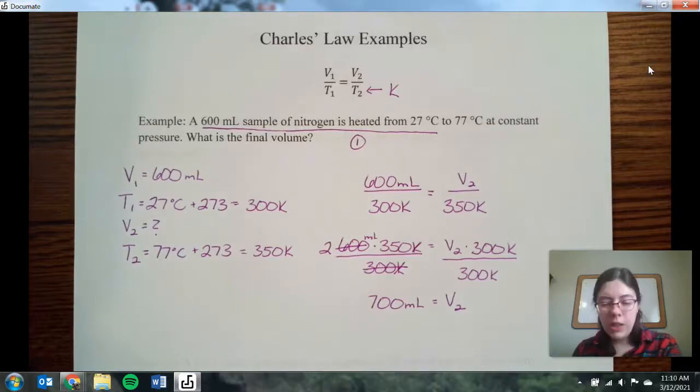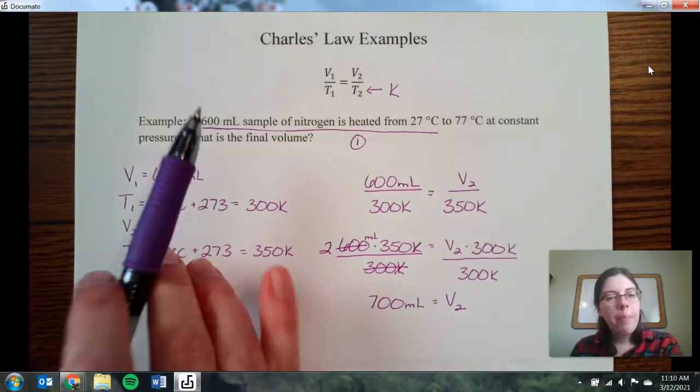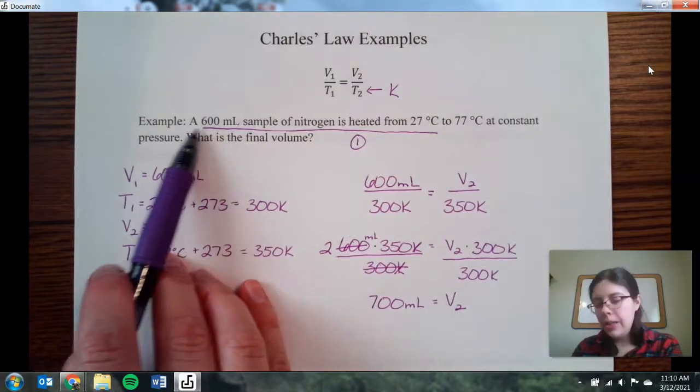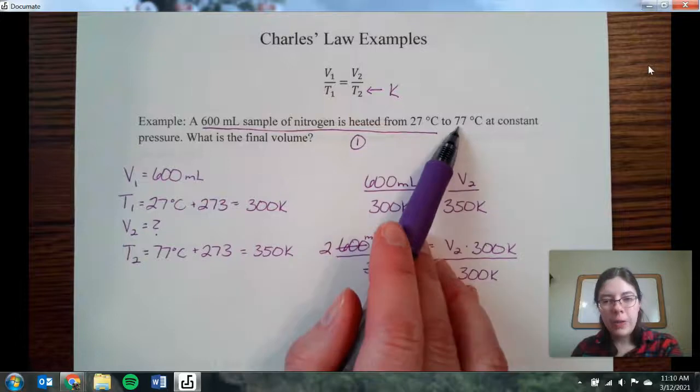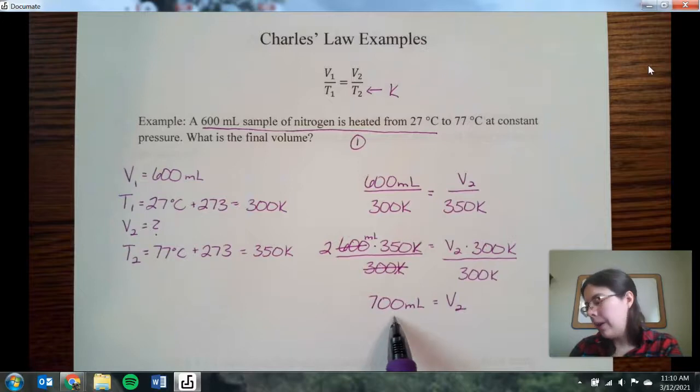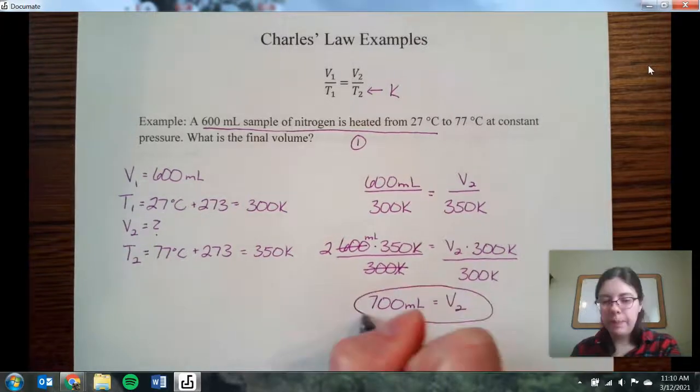Now, I do want to think about sig figs for a second. My initial values, I have 1 sig fig here because I don't have a decimal point. I have 2 here, and I have 2 here. So I want to go to the least number of sig figs, which means 700 milliliters with no decimal point is the correct answer for that.